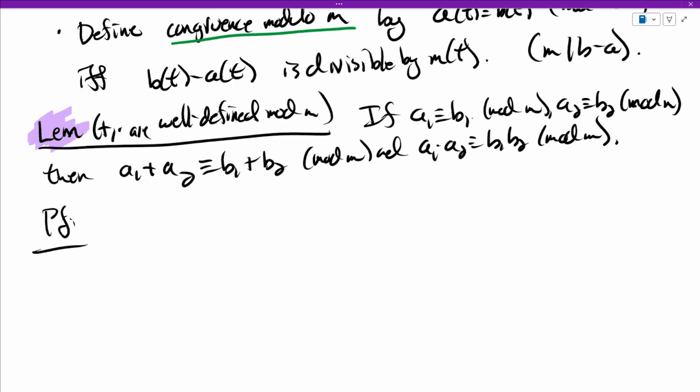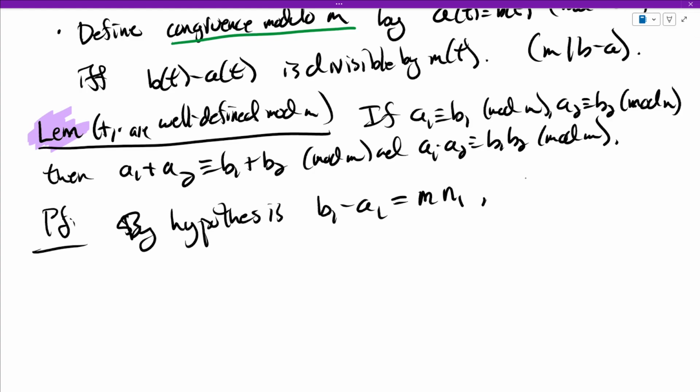All right, proof. Okay, so we are going to start by writing out what our hypotheses mean. So by hypothesis, a1 is congruent to b1, so b1 minus a1 is divisible by m, so it's m n1 for some n1. It doesn't matter the order we do it, but I'm going to be consistent with what I wrote up there. And b2 minus a2 is also divisible by m, so that's m n2.